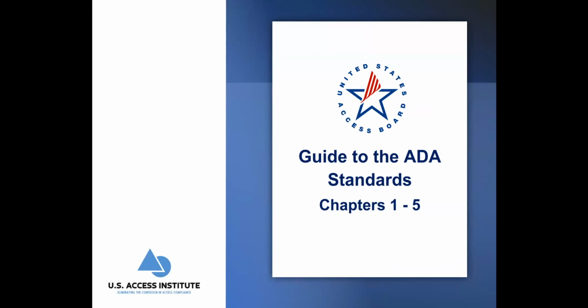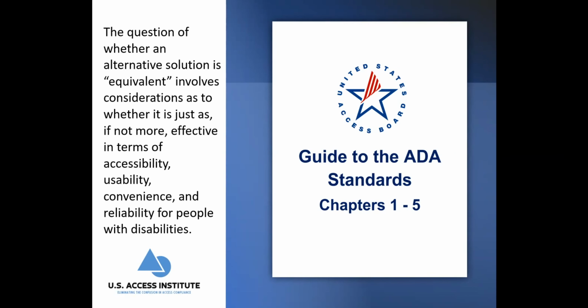The U.S. Access Board publishes this document, Guide to the ADA, chapters 1 through 5. The question of whether an alternative solution is equivalent involves considerations as to whether it is just as, if not more, effective in the terms of accessibility, usability, convenience, and reliability for people with disabilities.